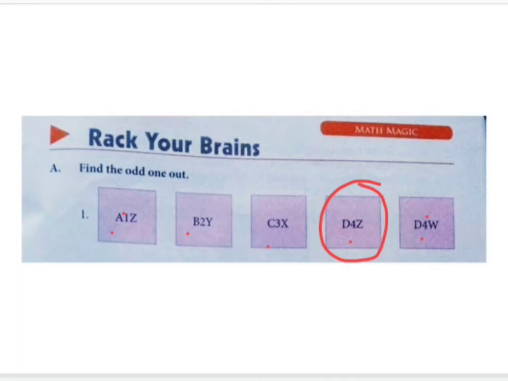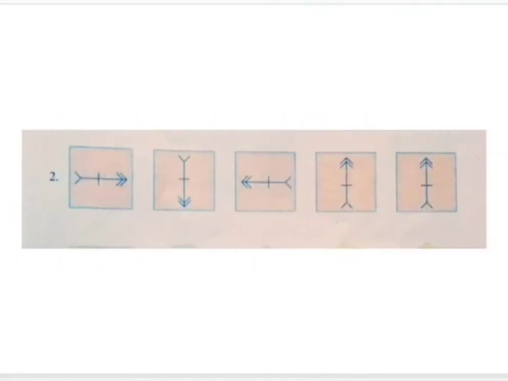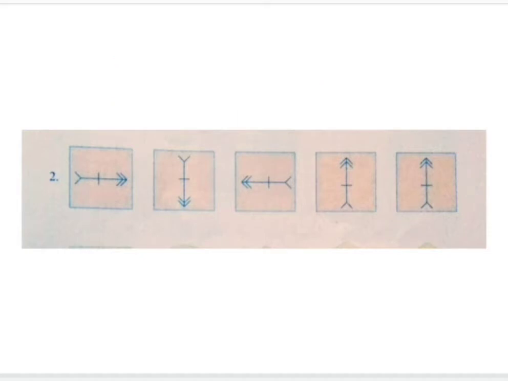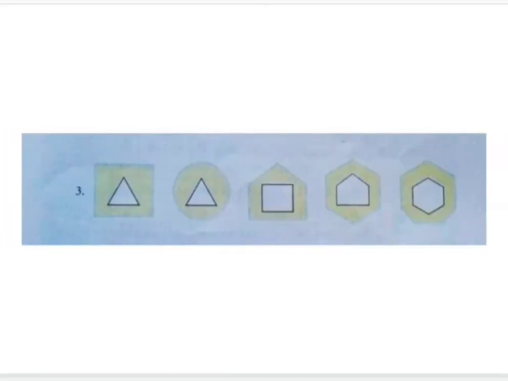Okay, let's move to part 2. Now look, the arrow's direction first goes this side, then this side, then this side, then this side. The next should be in this direction, but it is in a straight direction. That's why this is the odd one. Now let's move to the third part.